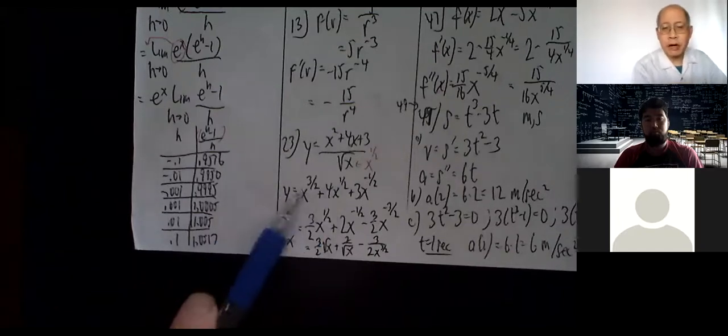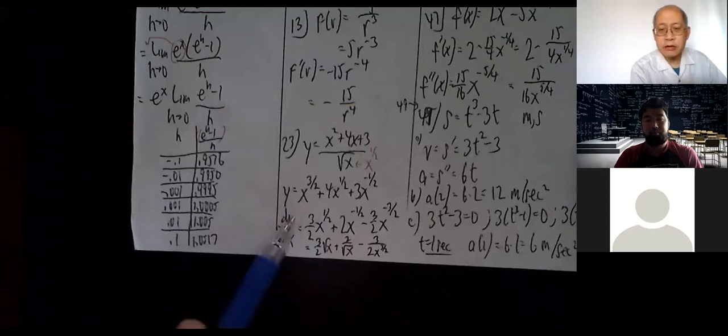Anyway, so power rule, sum rule. So what's the derivative of x to the 3/2? 3/2 comes down, x to the 1/2. 3/2 minus 1 is 1/2.